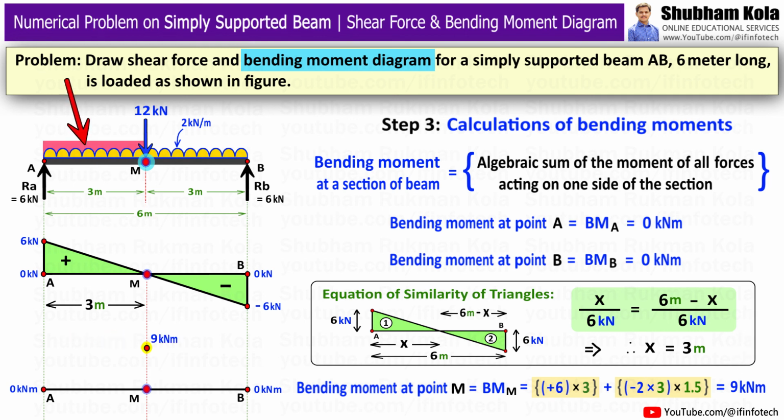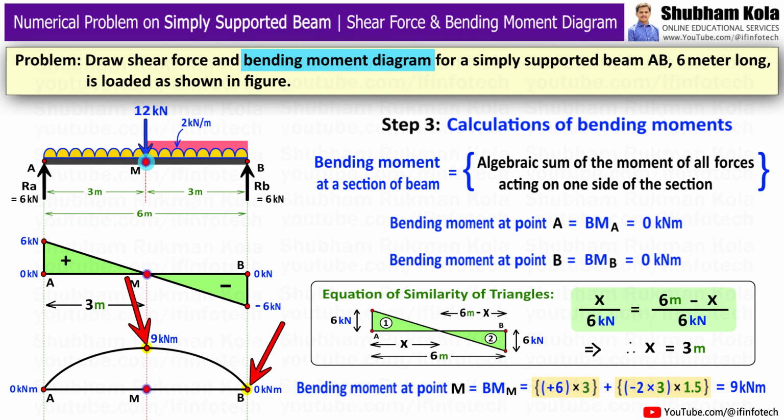And here, between point A and point M, there is UDL. Therefore, to draw the bending moment diagram, I will indicate UDL with a parabolic curve. Hence, I will join these 2 points with a parabolic curve. And also, between point M and point B, there is UDL. Hence, I will join these 2 points with a parabolic curve.